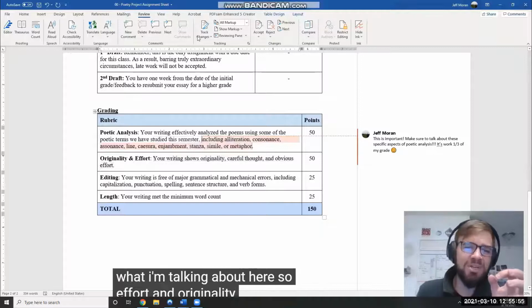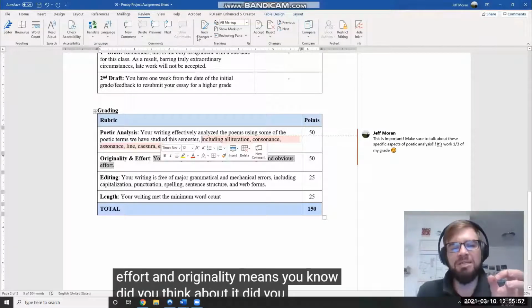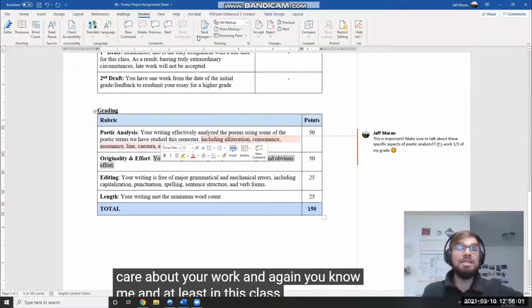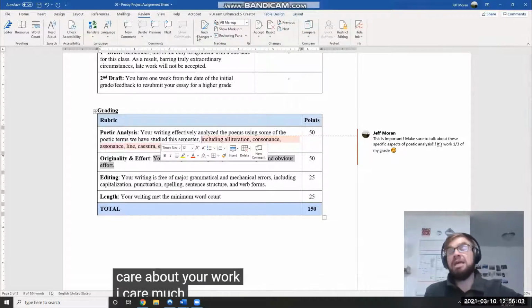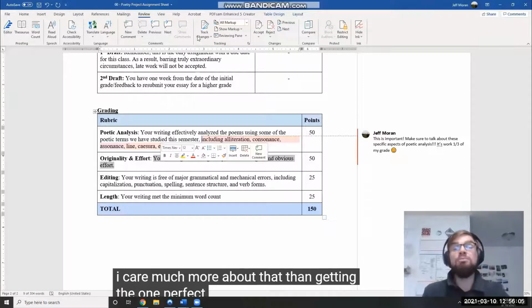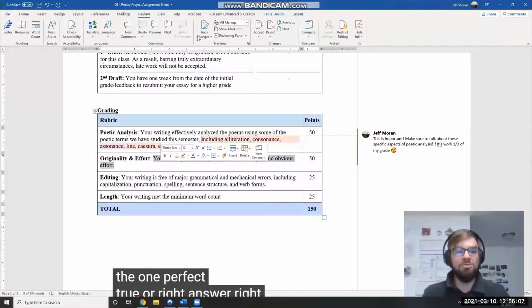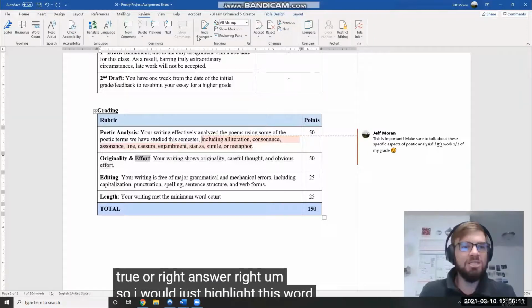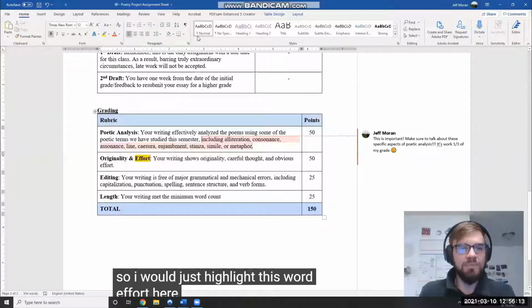So effort and originality means, did you think about it? Did you really care about your work? And again, you know me, at least in this class, if you care about your work, I care much more about that than getting the one perfect true or right answer, right? So I would just highlight this word effort here.